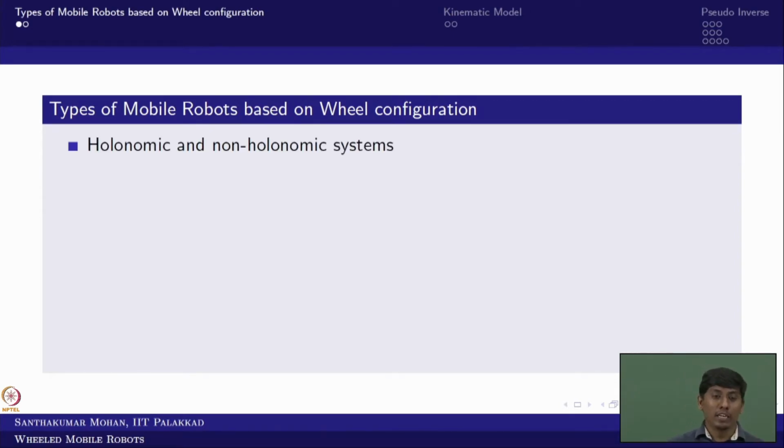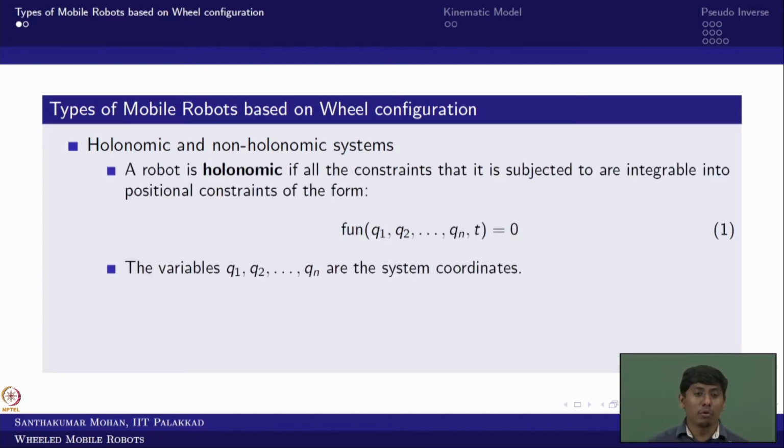I mentioned that it can be classified in two broad ways. One is holonomic, the other one is non-holonomic. The name itself says that holonomic means it is having all the features, right? That is what we are trying to see as a synonym. In that sense, a robot is holonomic if all the constraints that it is subjected to are integrable into a positional constraint of the form. For example, if I say that it is planar, I can write 3 constraint equations. All 3 constraint equations should be in integrable form. That is what we call holonomic.